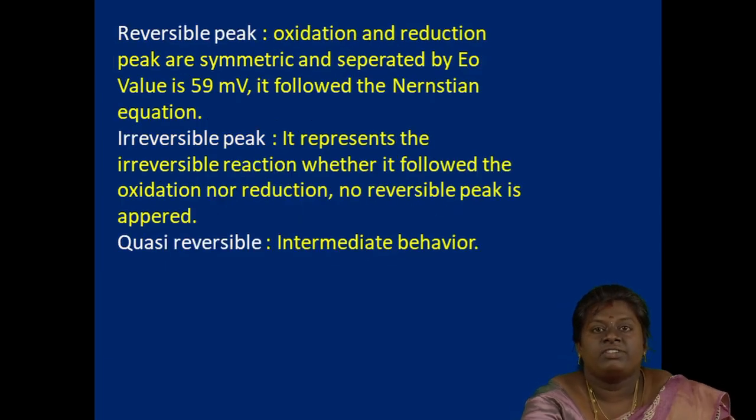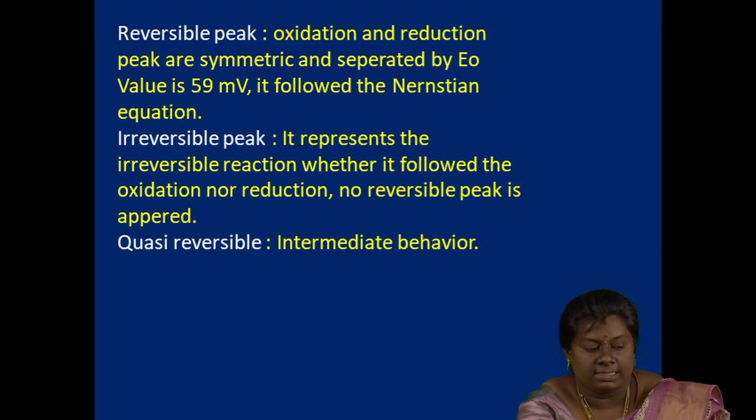If it is a reversible peak, the peak separation is calculated using EPA minus EPC, so ΔEp will be obtained. If the ΔEp value is 59 millivolts, it indicates that it follows the Nernst equation and has a highly reversible nature. If it is higher than 59 millivolts, it is irreversible behavior, where only one peak is obtained or neither. Sometimes a quasi-reversible peak is also obtained. Quasi-reversible means the peak separation ΔEp is very high. So from the separation in the graph we are obtaining the reversible, irreversible or quasi-reversible nature of the electrode systems.